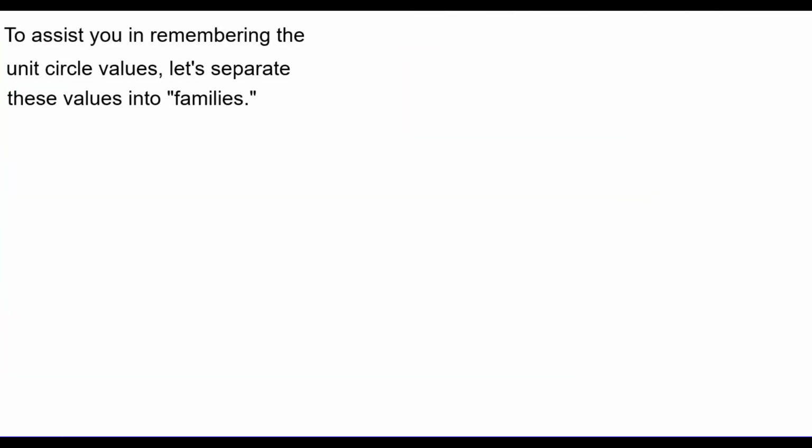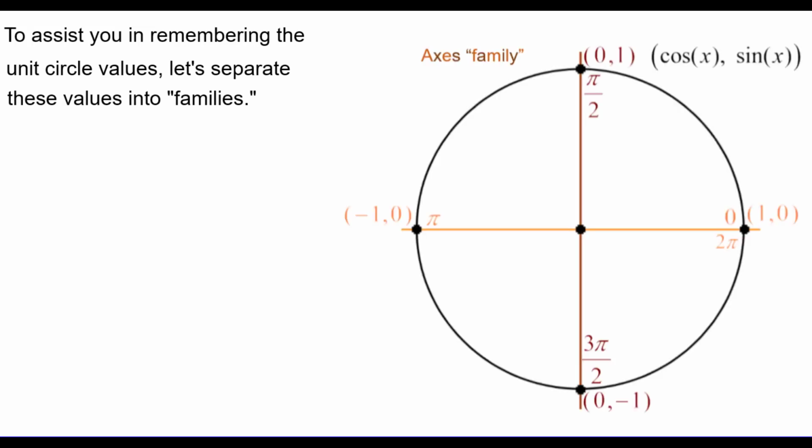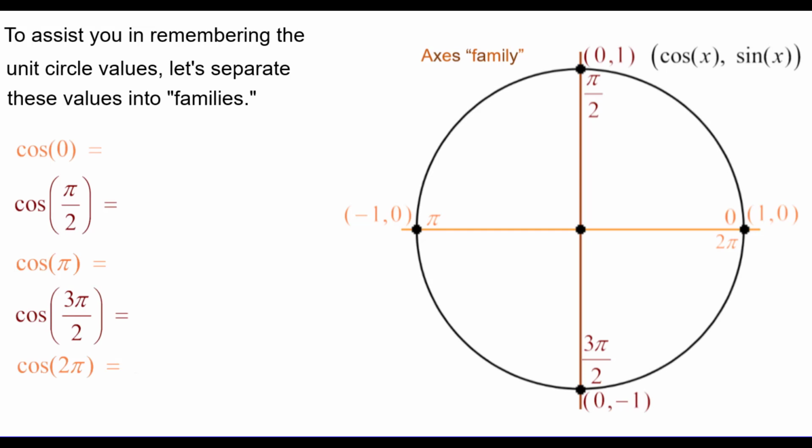To help you remember the unit circle values, we're going to separate these values into what I call families. The first one is the axes family, the values that are along the axes, x and y axis. So these are the 5 that you should just know. Press pause, resume when you're ready.